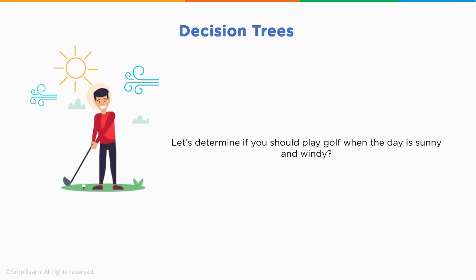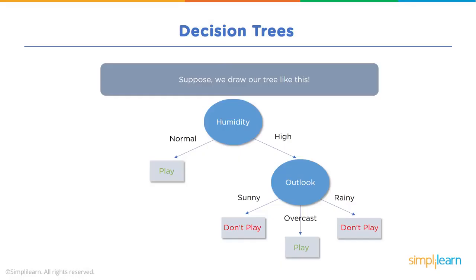And so let's determine if you should play golf when the day is sunny and windy. So we found out the forecast tomorrow is going to be sunny and windy. And suppose we draw our tree like this. We're going to have our humidity, and then we have our normal, which is if you have a normal humidity, you're going to go play golf. And if the humidity is really high, then we look at the outlook.